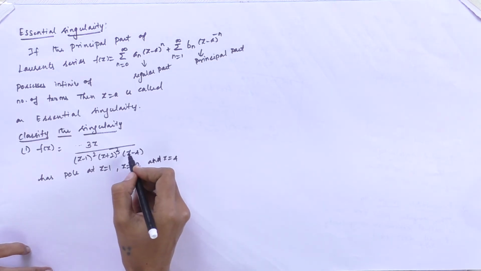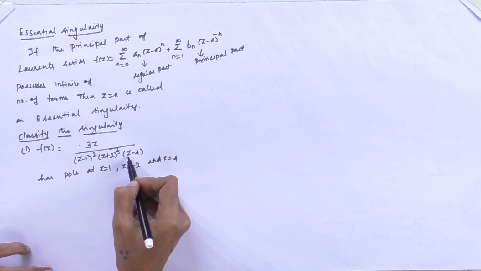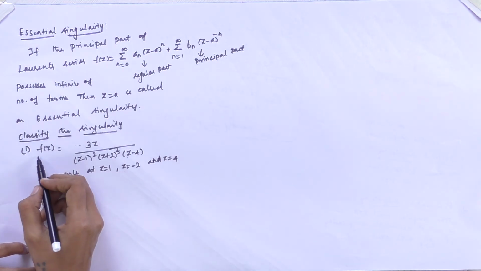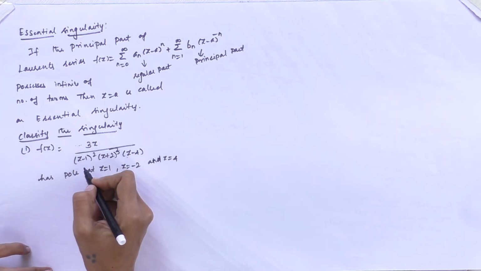And z equal to 4: if I substitute z equal to 4 in the place of z, then this becomes 0, and anything divided by 0 is infinity. Therefore, the given function f of z is not analytic. That means it fails to be analytic. And I have only a finite number of terms.